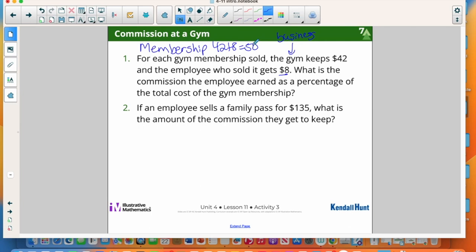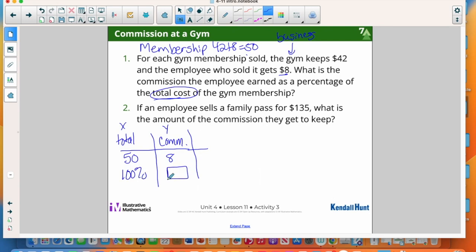So it says, what is the commission the employee earned as a percentage of the total cost of the gym membership? So the total cost is $50. What comes first? The total comes first. The commission happens after that. So total is X, commission is Y. The total is 50. The commission is 8. Total is going to be my 100%. I am trying to find the missing percent.